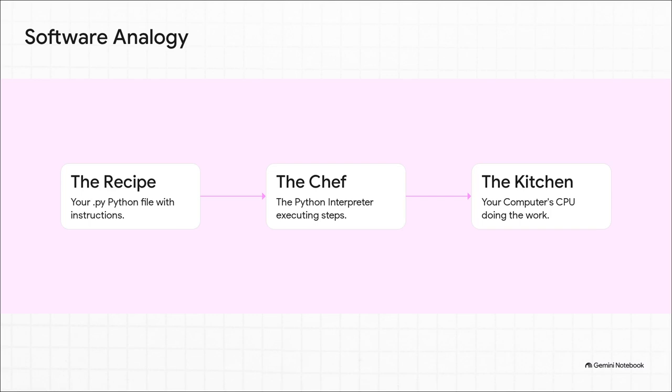First, you have a recipe with numbered sequential steps, right? In software, that's your .py Python file. You hand that recipe over to a diligent assistant chef who follows your instructions literally, exactly as written, without making a single assumption. That chef is the Python interpreter. And finally, the chef uses the kitchen hardware to actually bake the cookies. That kitchen hardware represents your computer's actual physical CPU.